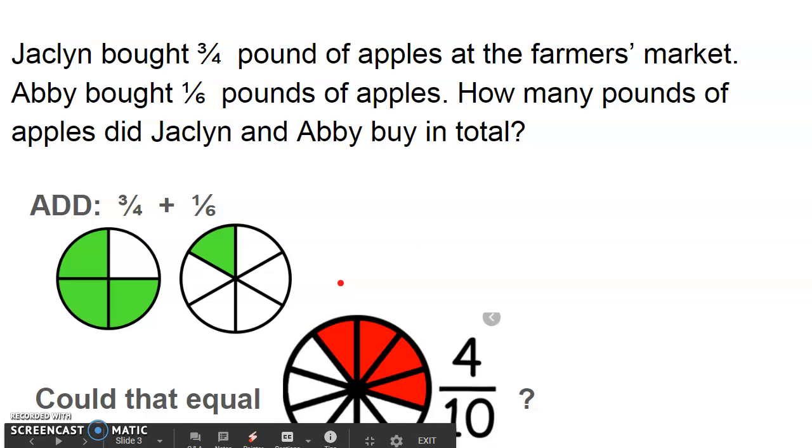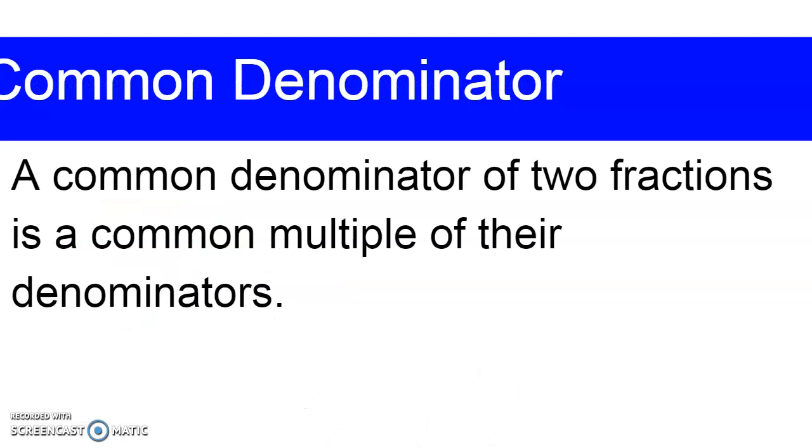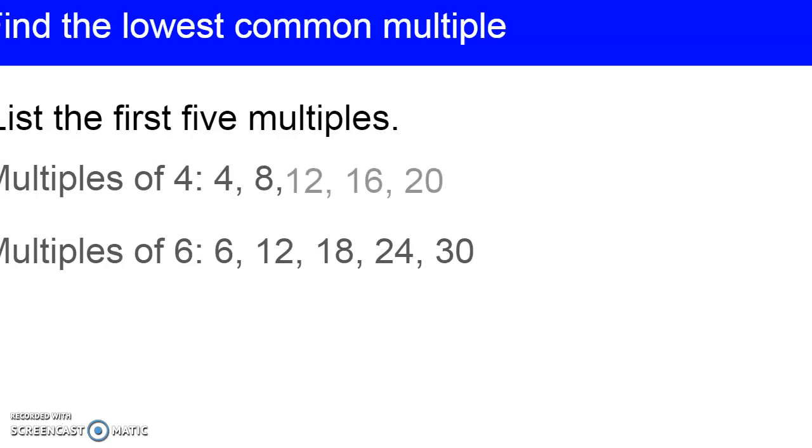So how do we add two fractions that have different denominators? A common denominator of two fractions is a common multiple of their denominators. In order to add two fractions, they have to have the same denominator. The way we're going to find the same denominator is by looking at multiples of our denominators. We were trying to add 3/4 and 1/6.